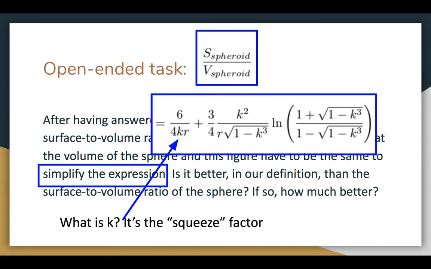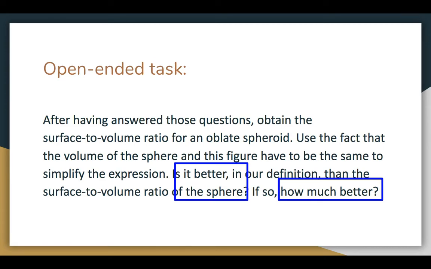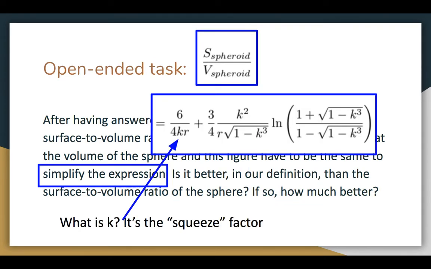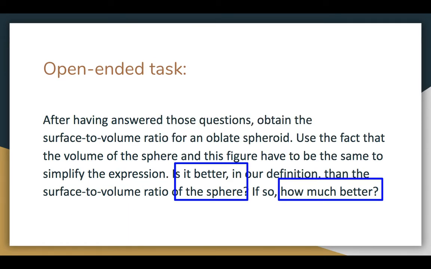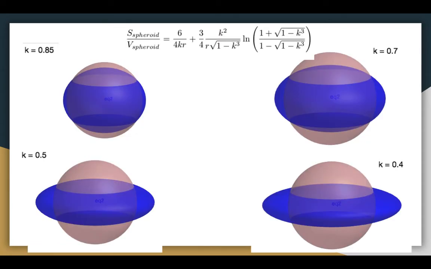With an applet that I also did and also gave you, I put it in the drive folder, a GeoGebra thing. So the next question, for now, this will suffice. The next question is: is it better than the sphere? How much better? And in the GeoGebra applet, you can see that the K factor is basically just the squeeze factor. In red, you see the sphere, and in blue, you see the spheroids, the oblate spheroids.